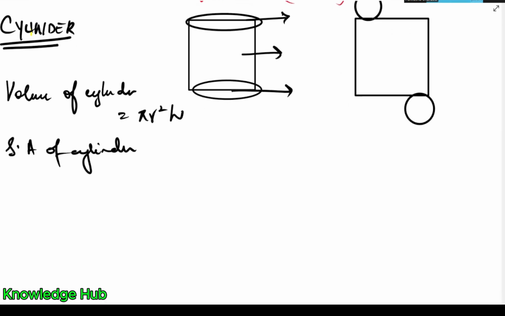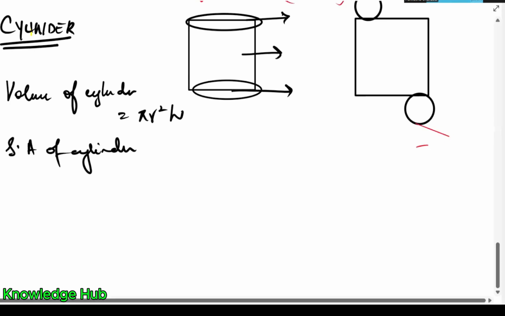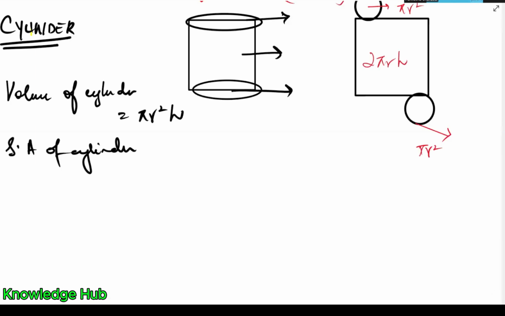We have this circle that is pi r square. We have again this circle that is pi r square, and this is 2 pi r h. This is the height, and whatever this length is, it is equal to the circumference of this circle, and it actually is. This is 2 pi r and this is h. Anyhow, just don't memorize it.